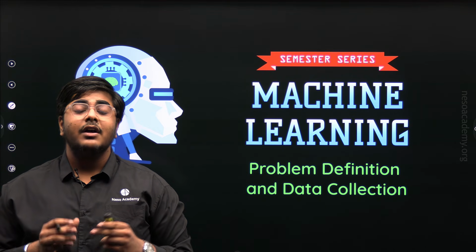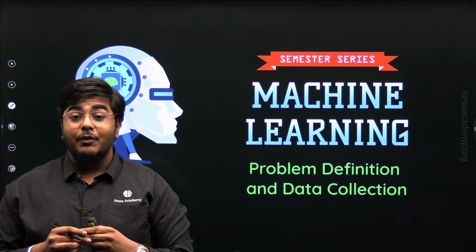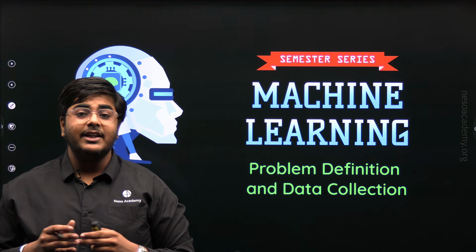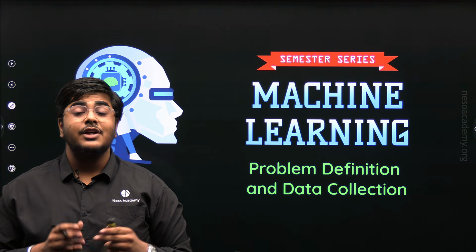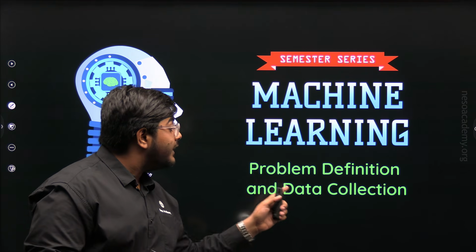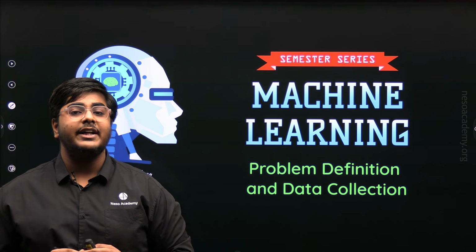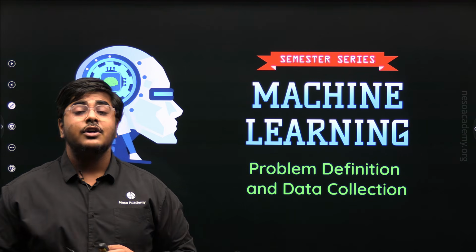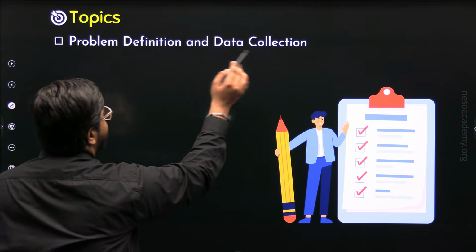In the previous lecture, we have understood the complete flow of machine learning pipeline. And from this lecture onwards, we are going to understand each of the steps of machine learning pipeline in more details, along with the practical implementations using Google Colab. So in this lecture, that is problem definition and data collection, we are going to understand the first two steps of machine learning pipeline, that are problem definition and data collection. So the topic for this lecture is also problem definition and data collection.